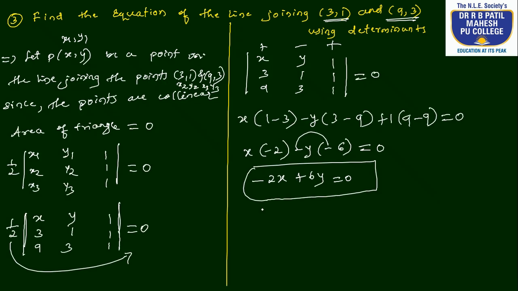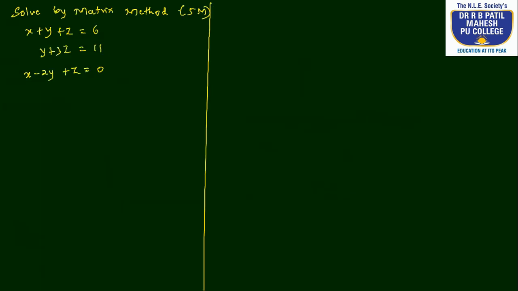Like this, you have to solve some more questions to get practice. Students, after that we have studied minors, cofactors, adjoint of the matrix, inverse of the matrix, and finally we study solutions of system of linear equations by matrix method, which is very important for a 5 mark question. That's why I'm taking it here, directly solved by the matrix method. Try to concentrate. This is the system of linear equations.